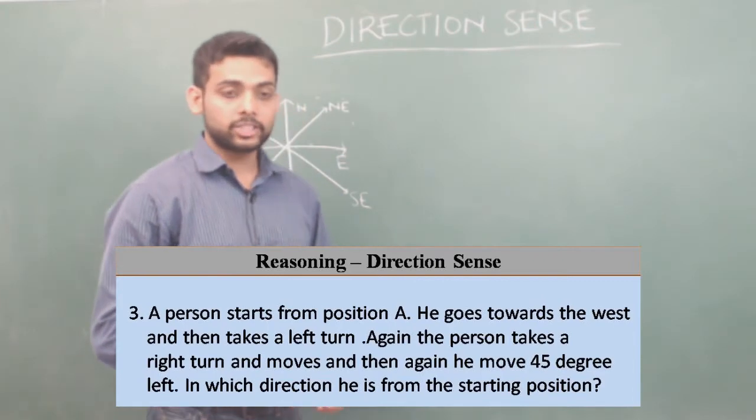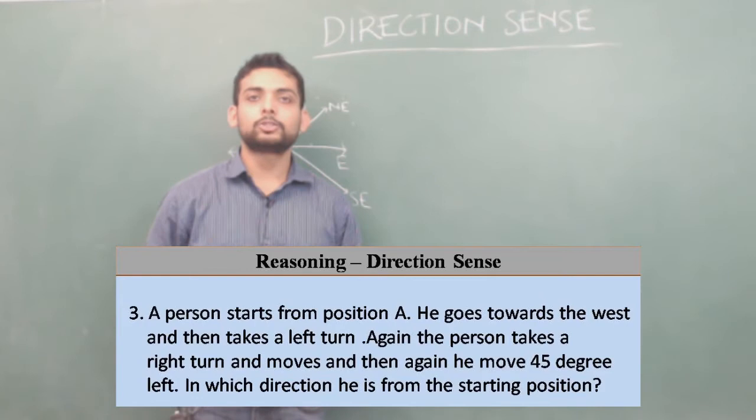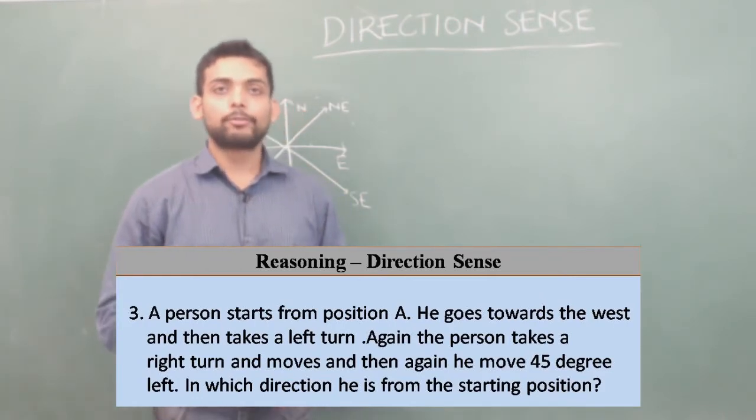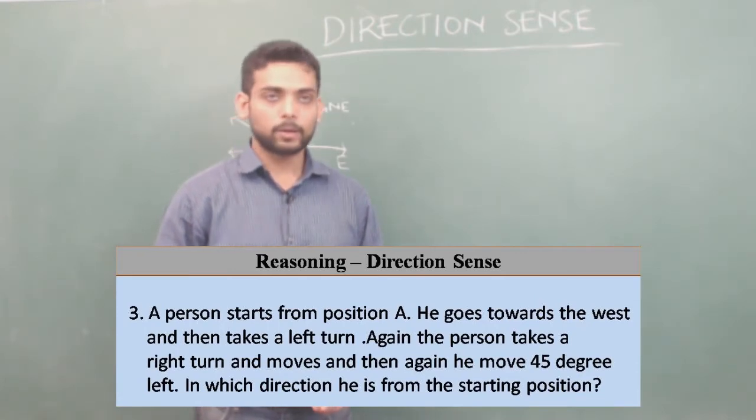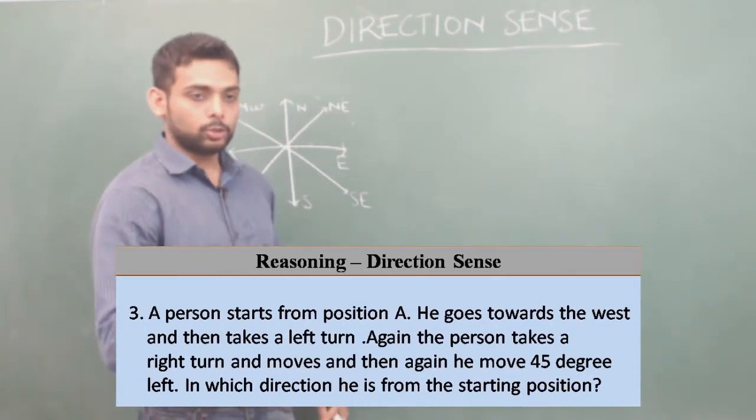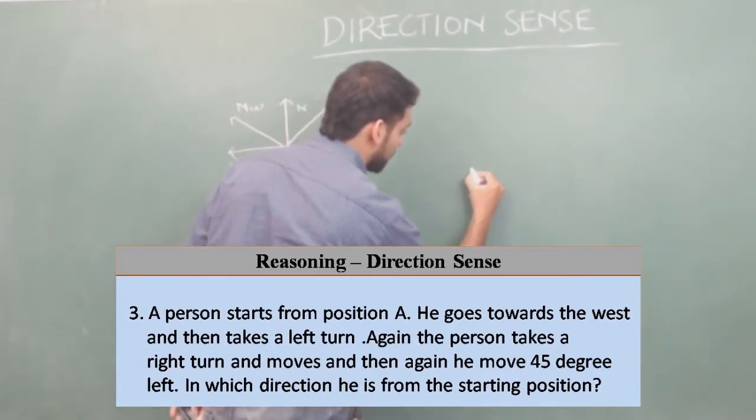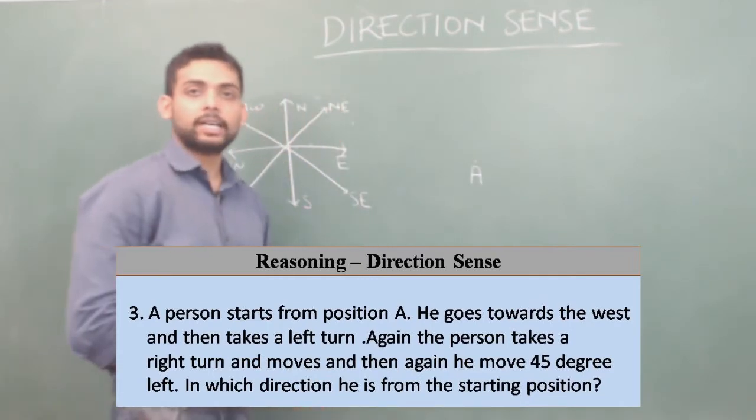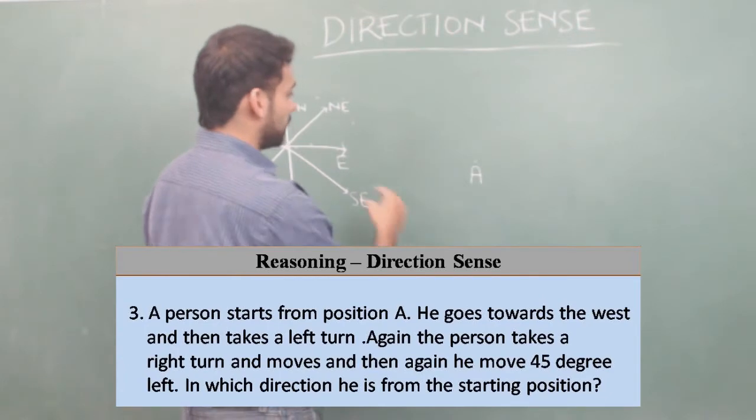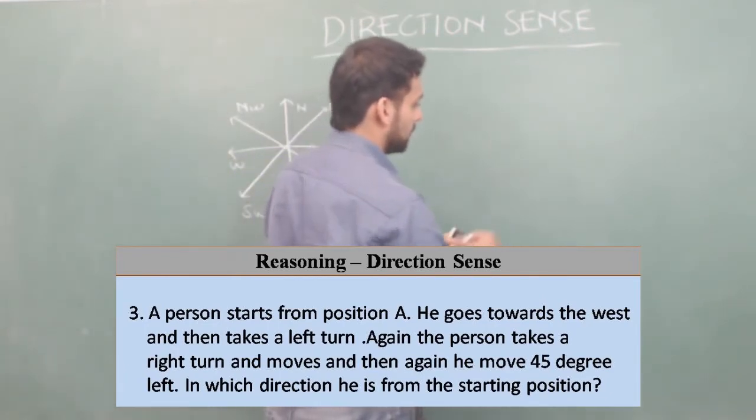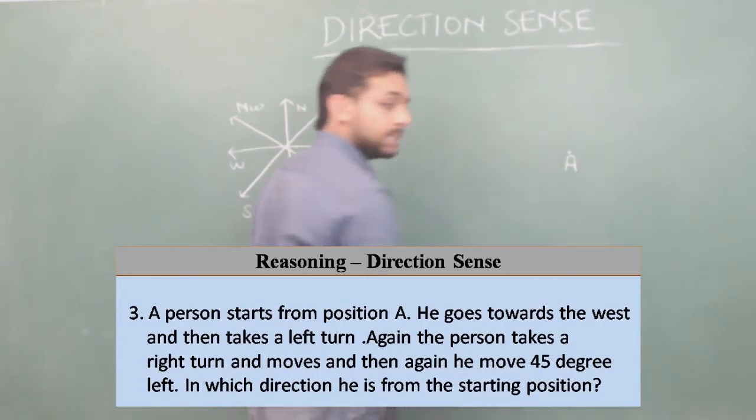Okay, one interesting question. A series of turns. In these kind of questions, a series of turns will be given to you. So you will have to solve these kind of questions as if you are solving a puzzle. Okay, we'll draw a maze. So a person starts from position A. So let's take this point and mark it position A. Then he goes towards the west. Okay, so we are moving this side. We'll take some more space here. My starting point is A.